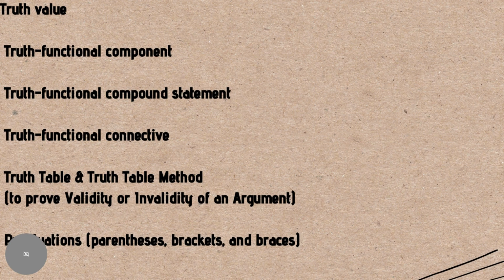Many of you are aware of the truth table and the truth table method overall. But in symbolic logic, we use the truth table and the truth table method to prove the validity and invalidity of an argument. When it comes to invalidity, we will be using a shorter truth table method to prove it. In common, a truth table is a table used in logic and mathematics to represent the truth values of compound statements. Lastly, we have punctuation, which includes parentheses, brackets, and braces.